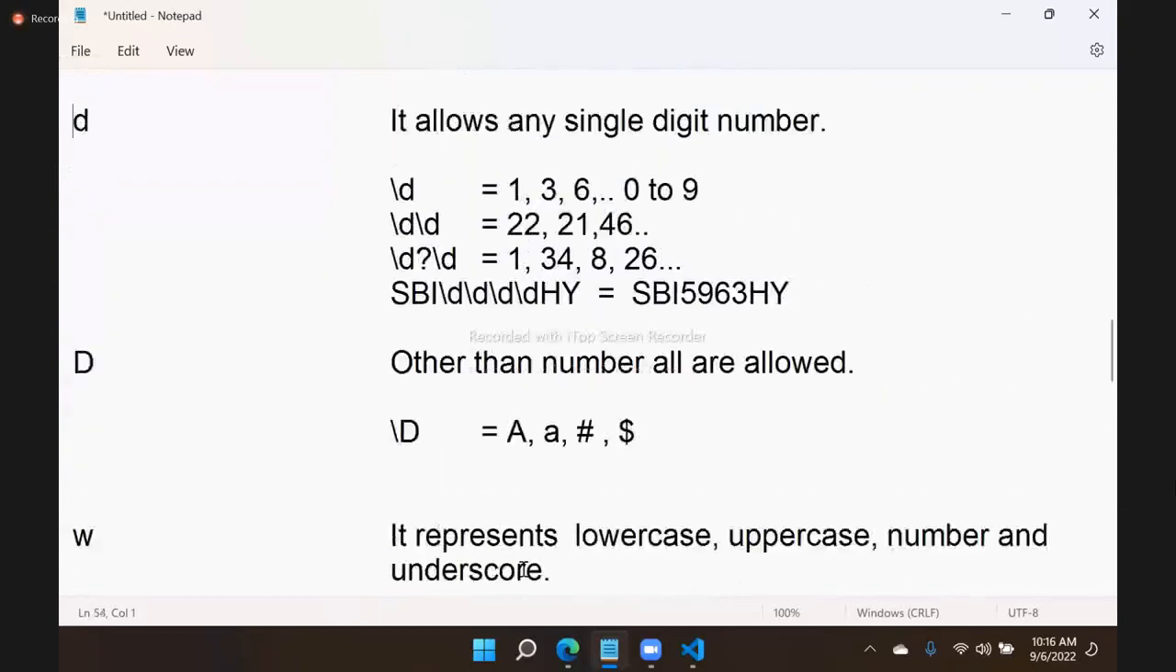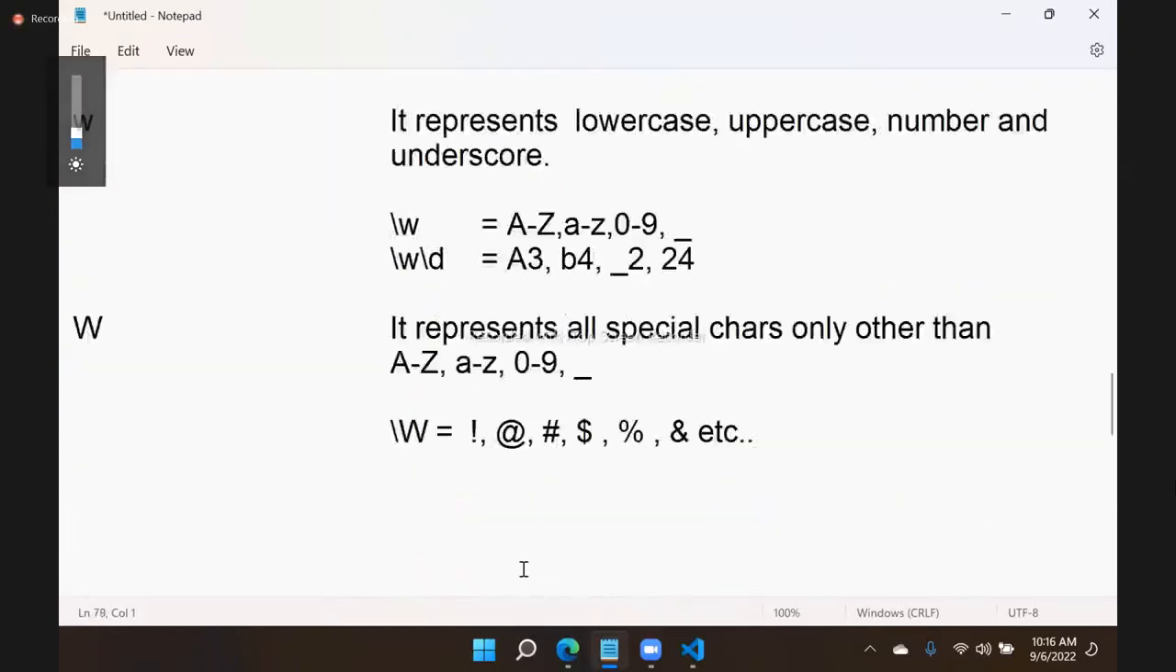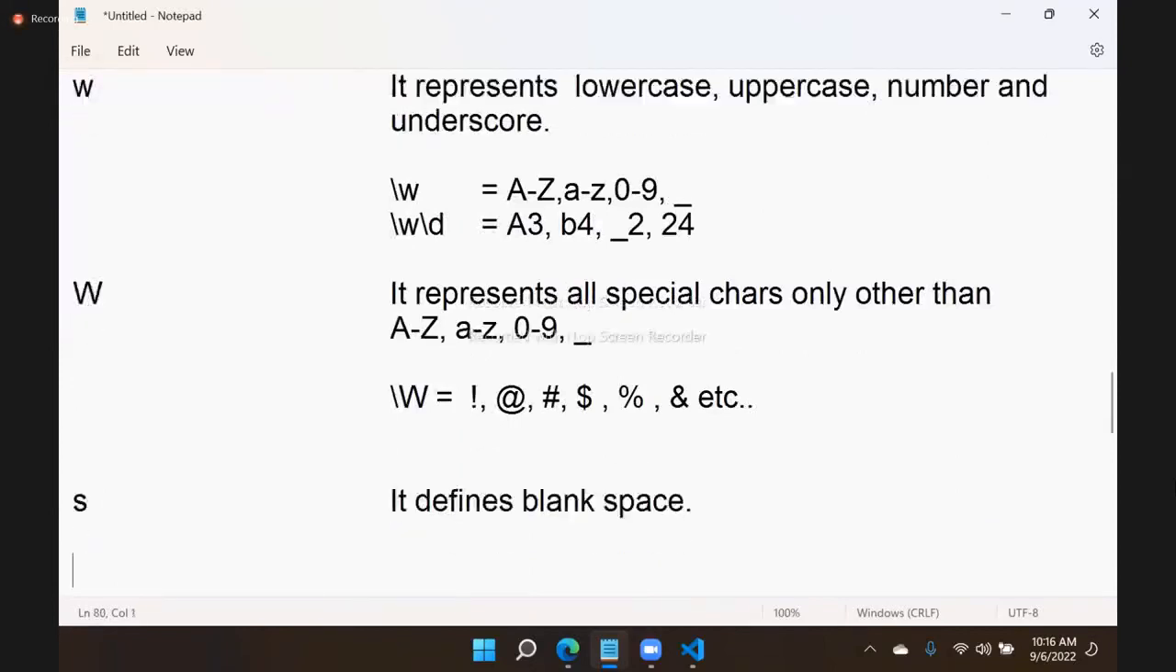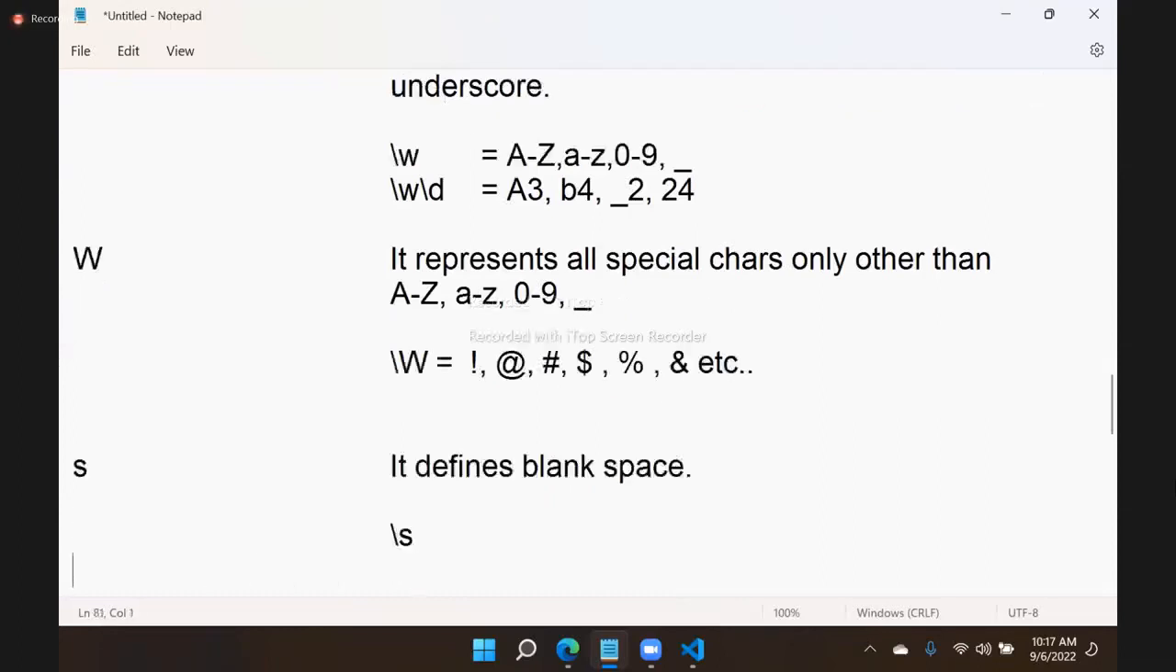So you have \w for words. Another important one is \s. It defines a blank space. It indicates one space is allowed. Blank space is allowed. Right? So you have to define \s, and obviously we have to write the backslash. Suppose I am defining an example like this.